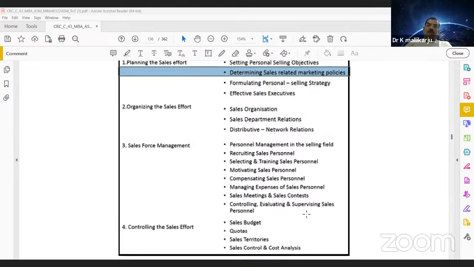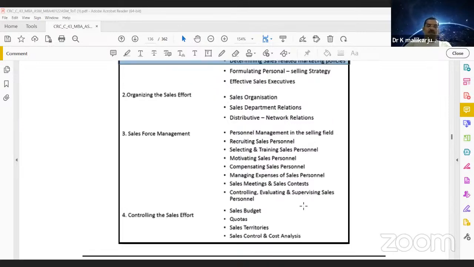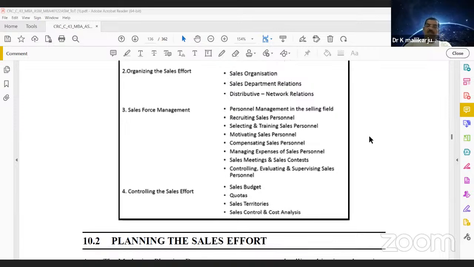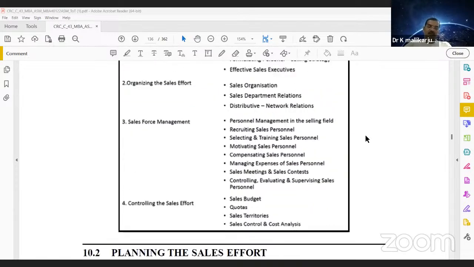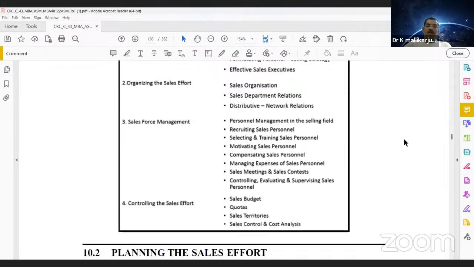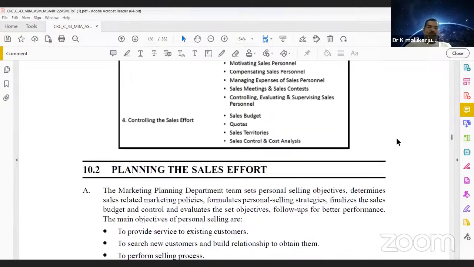Controlling, evaluating, and supervising sales personnel. So controlling the sales effort, sales budget, quotas, sales strategies, sales control, and cost analysis are also important in the functions of sales management, right? So there are four basic functions: planning the sales effort, organizing the sales effort, sales force management, and controlling the sales effort. These are the basic functions of sales management.